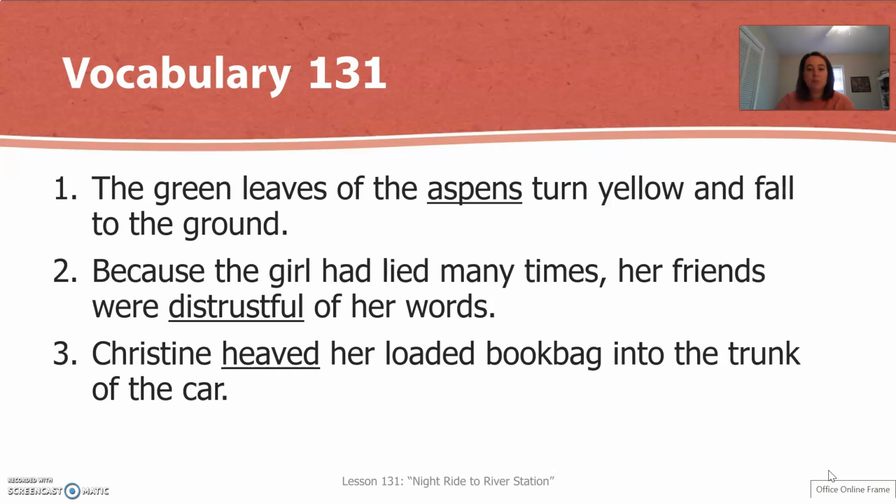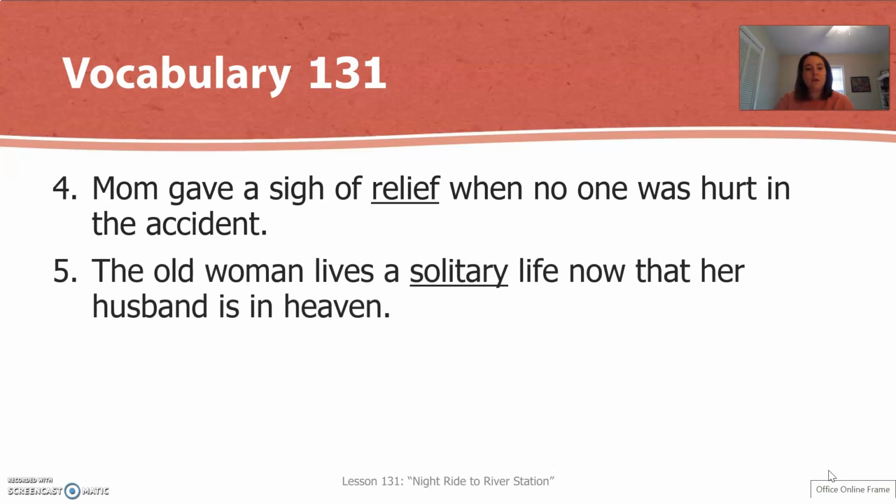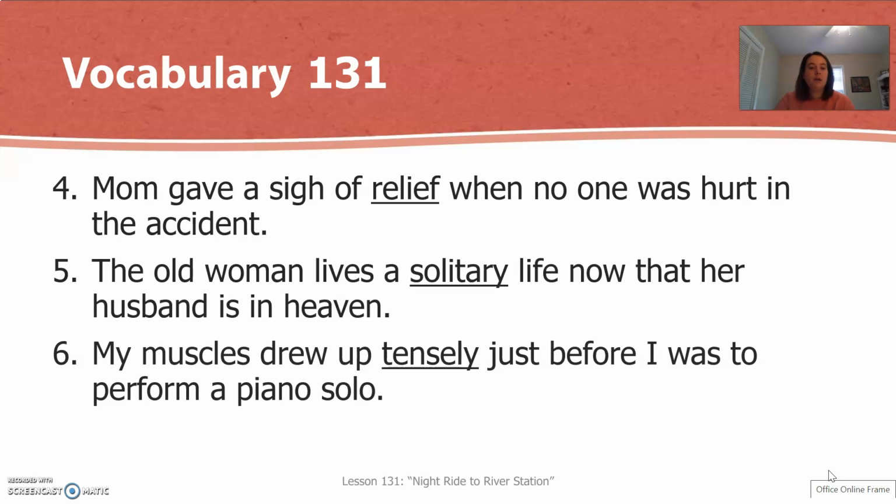Christine heaved her loaded book bag into the trunk of the car. She picked it up. It was heavy. She had to push it, heave it. Number 4, Mom gave a sigh of relief when no one was hurt in the accident. Relief means you're no longer feeling tense. The old woman lives a solitary life now that her husband is in heaven. She's alone. Solitary is alone. My muscles grew tense just before I was to perform a piano solo. Tense, tight.